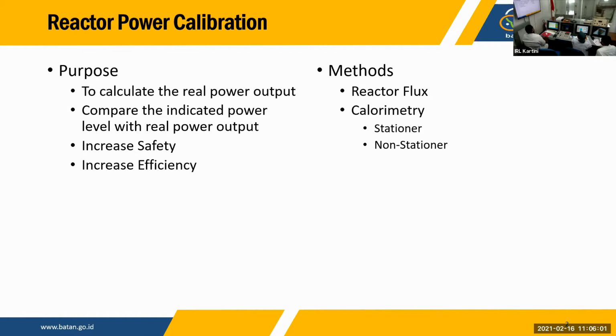So here we will try to calculate the real power output that is generated by the reactor core, and then compare the power that is generated with the indicated power level with the power that is generated in the reactor core. So why do we have to do this? First of all, this is done to increase the safety of the reactor.